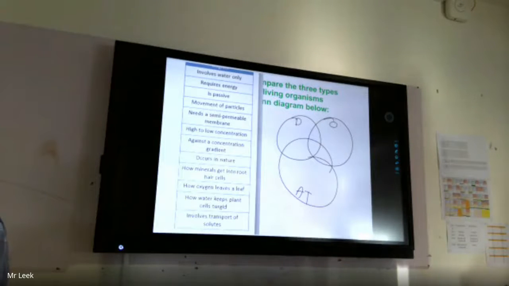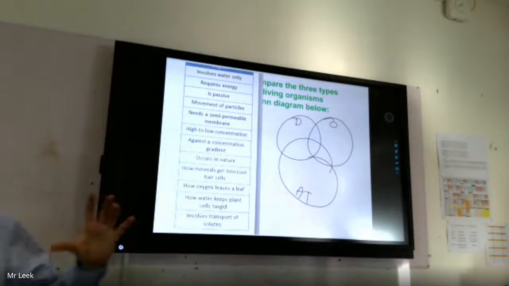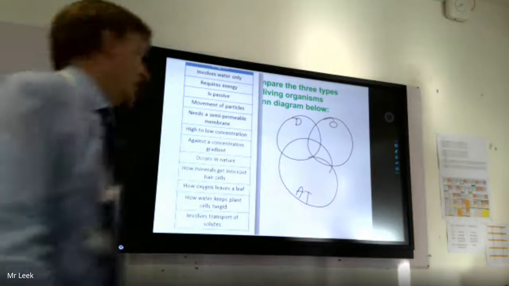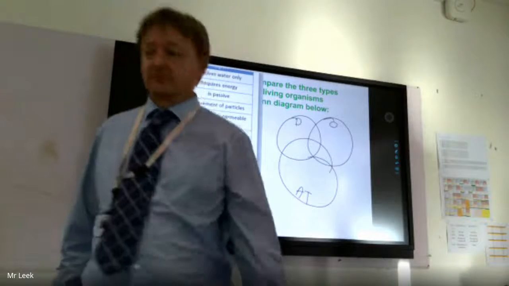So can I just do little subheadings? You can if you want. I quite like the idea of the Venn diagram because one of them is going to be smack bang in the middle there.